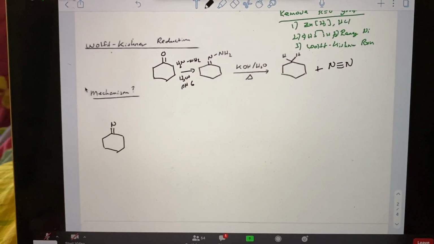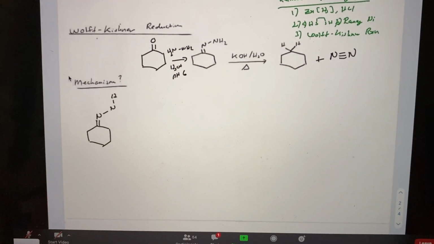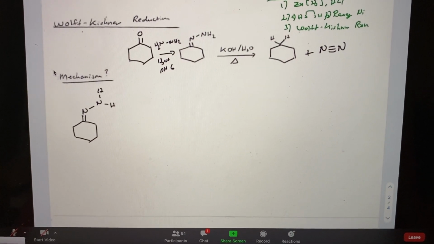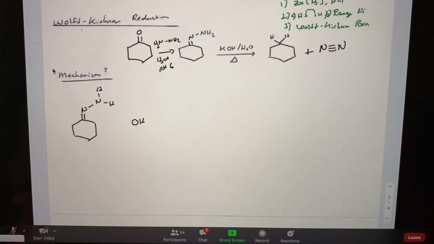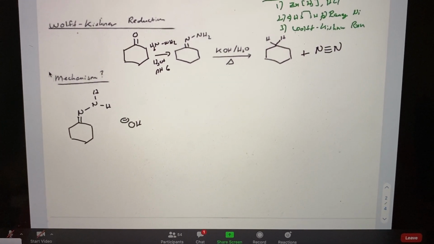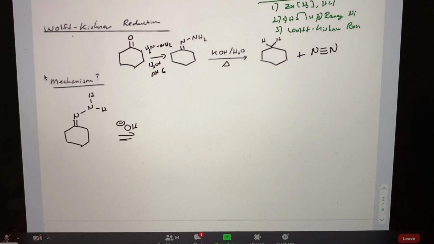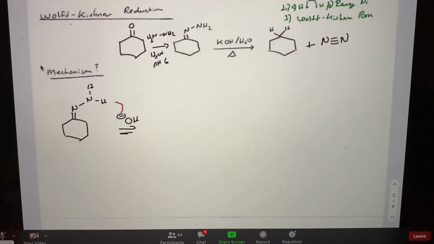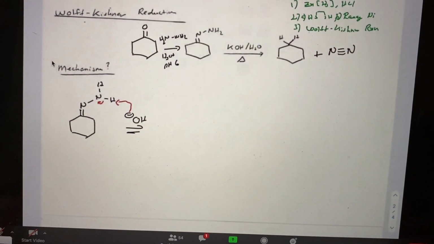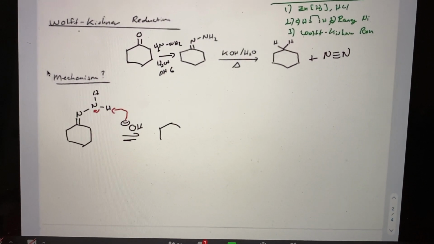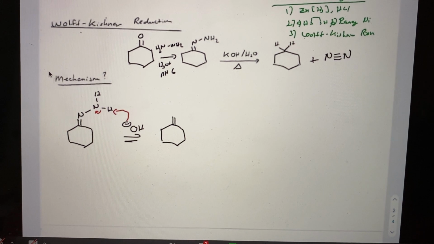Let's redraw the hydrazone here and expand this part of it. And really what's going to happen is a lot of acid-base chemistry. So we have a strong base around with potassium hydroxide. So what we can do is think about deprotonating this nitrogen. This is not a very acidic proton. This is why we need the strong base and heat. So occasionally we're going to end up deprotonating.